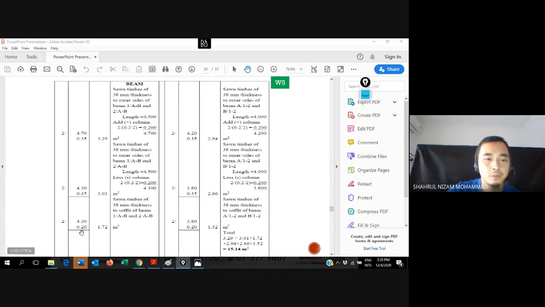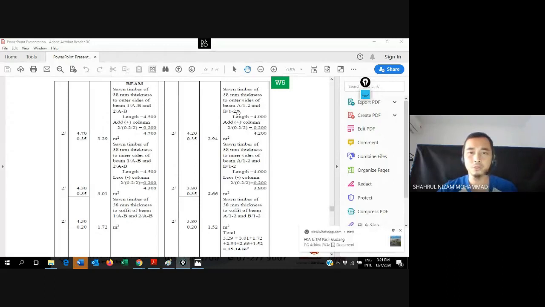Right, so if you look, 4.3 multiply with 0.2 and the time sink will be 2, and then you will get 1.72 meters squared for the sawn timber for the soffit. Okay, so the next one is for another beam. So this one is for beam A12 and beam B12.